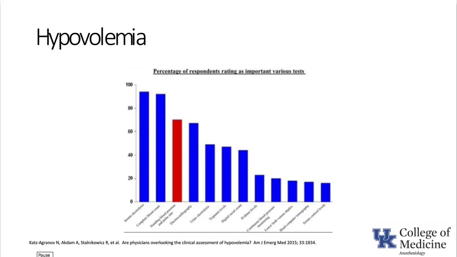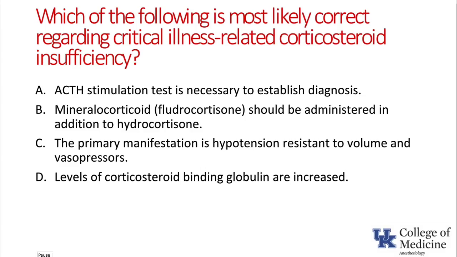This is the next question. Make sure you have sufficient time to read the stem and the distractors and then to select your response. Note that this question is specifically related to critical illness-related corticosteroid insufficiency and not simple corticosteroid insufficiency or Addison disease.